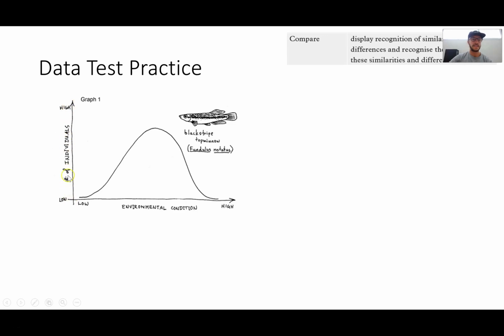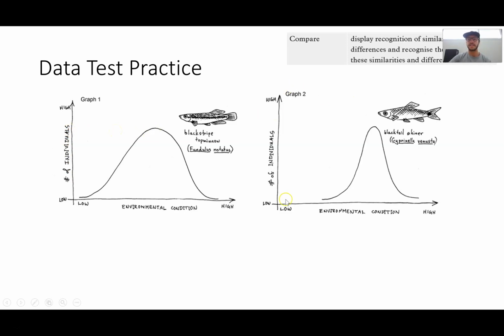On the y-axis, we are looking at the number of individuals from low to high, graph 1, species 1. Here you can see that, well, the number of individuals is greatest in the middle section of this. So moderate levels of oxygen are most viable for this species to reproduce because there's the greater number over here. Let's look at a second graph. Again, same condition. Let's say this is, again, oxygen levels and number up the side, a different species here.